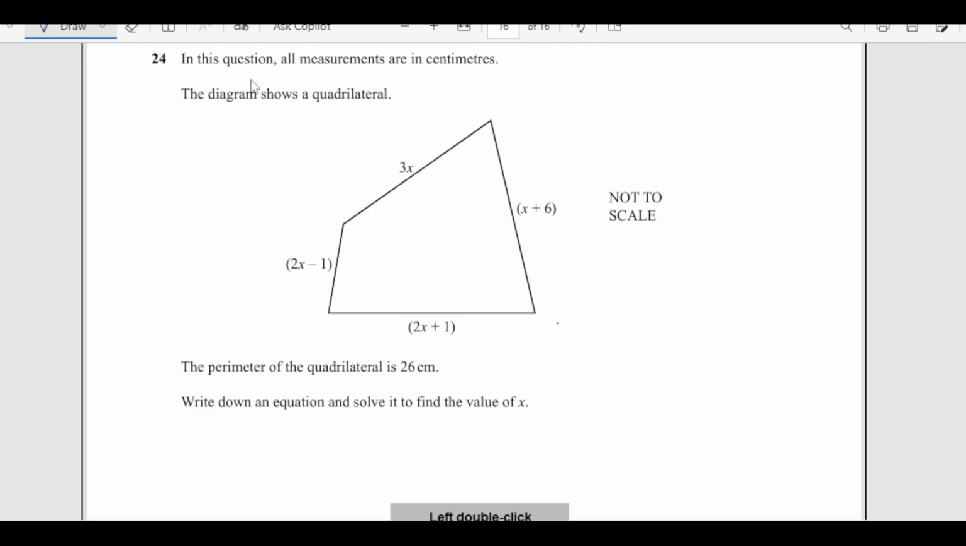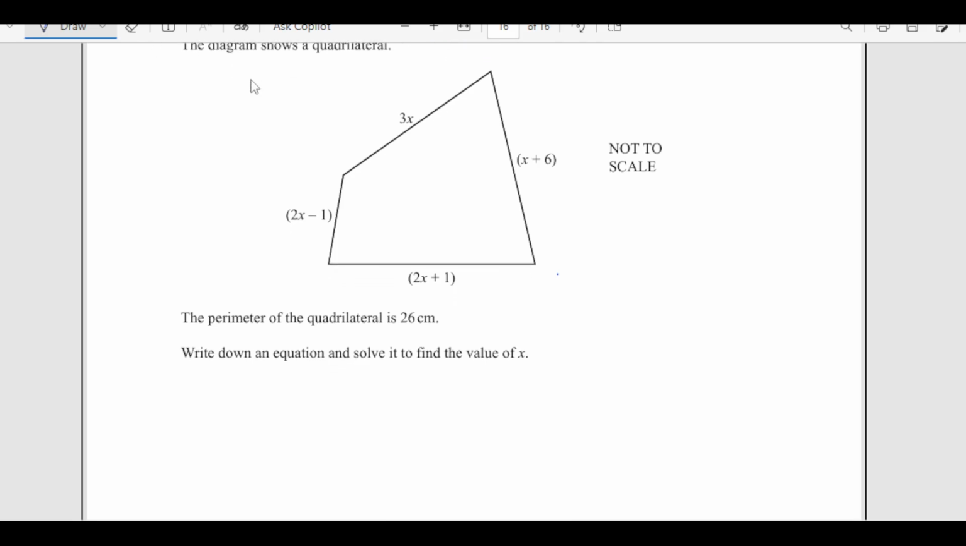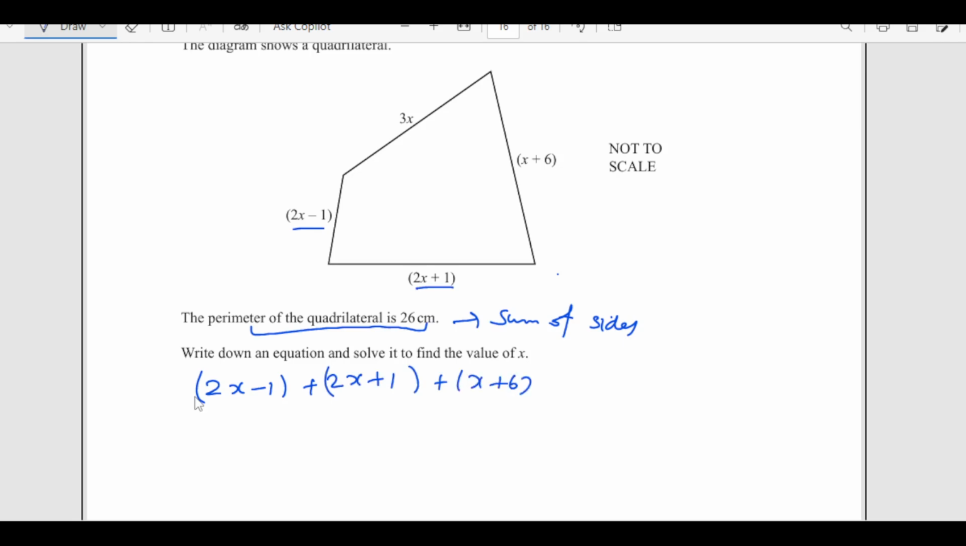Okay, so in this question all measurements are in centimeters. The diagram is a quadrilateral, right? Write down that the perimeter of the quadrilateral is 26 centimeters. Now what is perimeter? Perimeter is the length all around the sides. So it is the sum of all sides, right? So the sum of all sides, I will start one by one. It is 2x minus 1 plus 2x plus 1, then plus x plus 6 plus 3x equals 26, right?